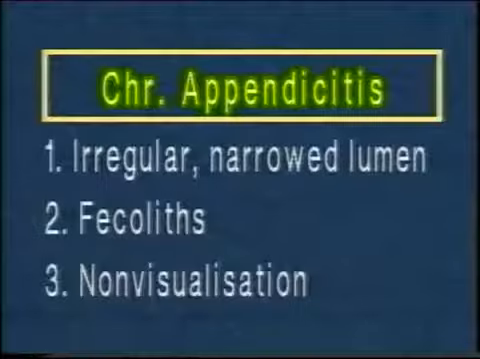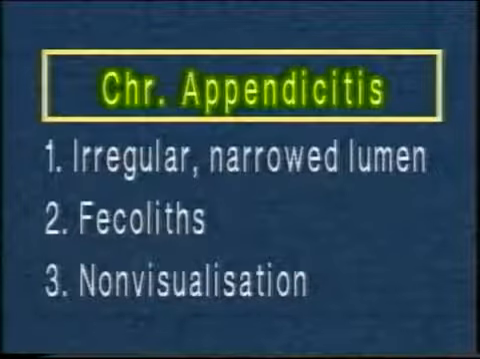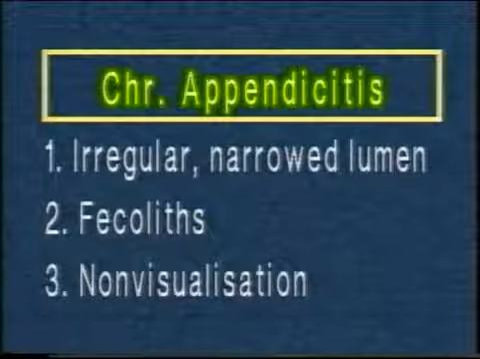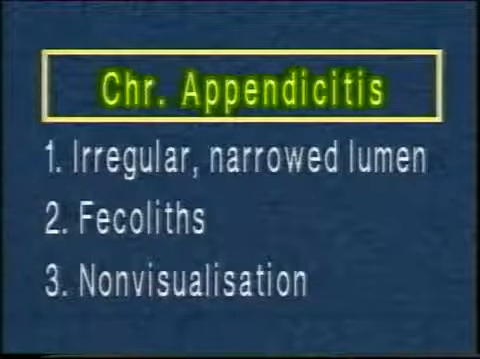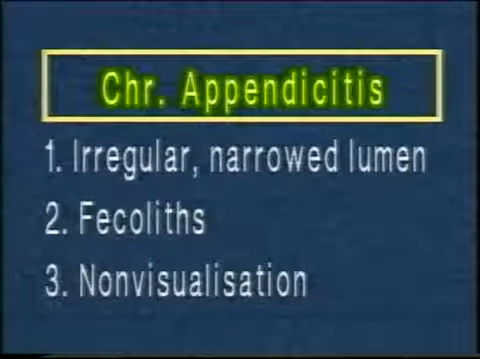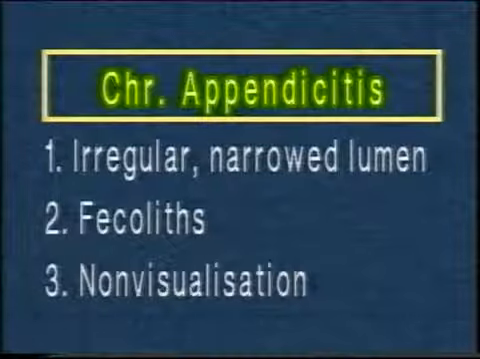So the radiological features of appendicitis on barium meal are irregularity and narrowing of the lumen of the appendix, presence of fecoliths, and non-visualization, that is non-filling, of the appendix.